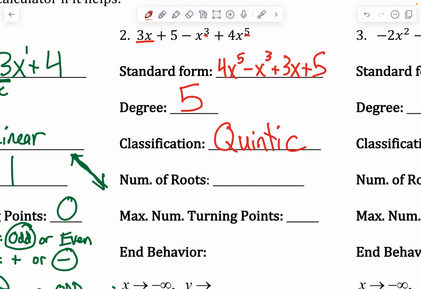And then same thing, degree and number of roots should be the same, 5 and 5. Number of turning points, degree minus 1. 5 minus 1 gives me 4.